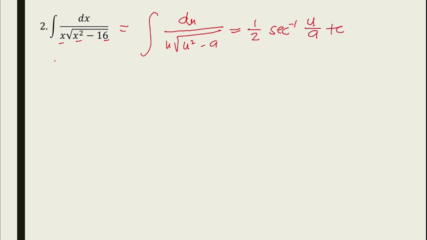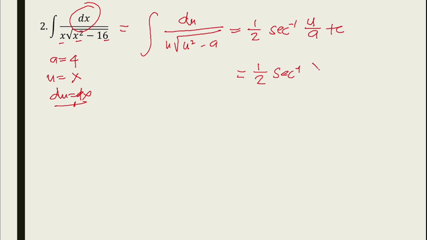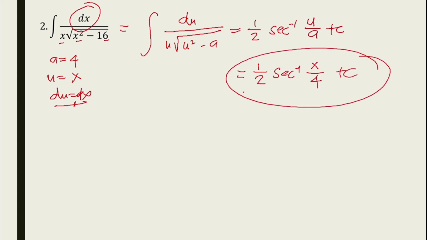So first we need to find a. a is equal to, of course, 4. u is equal to x, right? So therefore du is equal to dx. So there is no neutralizing factor because du is equal to dx. So therefore we have to substitute here. So 1 over 4 inverse sec, what is u? u is equal to x, over 4, plus c. So that's it. Very simple.